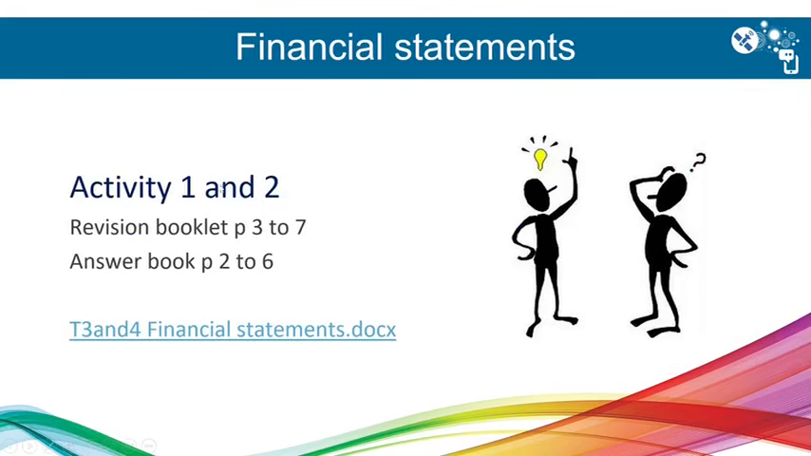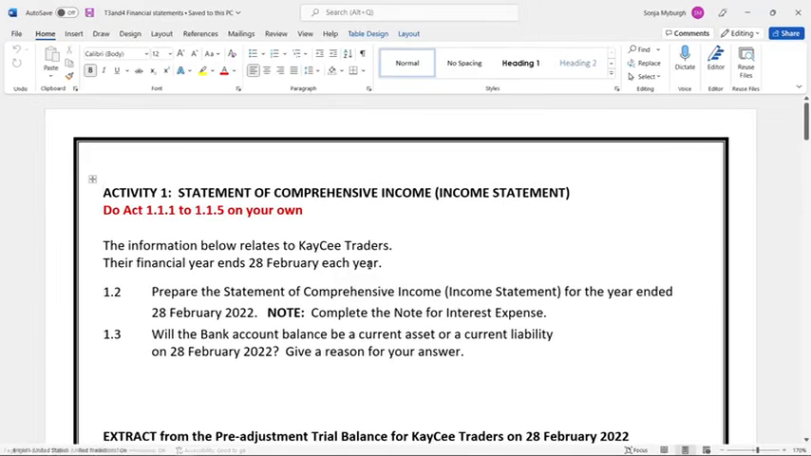We are going to do two activities. Activity 1 is on a statement of comprehensive income, and activity 2 will be on the statement of financial position. In your revision booklet, this is page 3 to 7, and in your answer book, it is page 2 to 6. So you can see that you have that ready so that you can work with me.